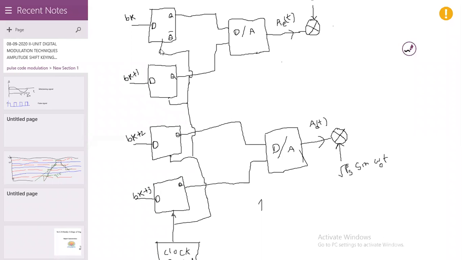So clock. Then here BK and BK plus 1. The first two bits are given to the first D-type flip-flops. Then when this is activated, that can be given to this one. And again here we give it to the digital to analog converter, 2 bits at a time.